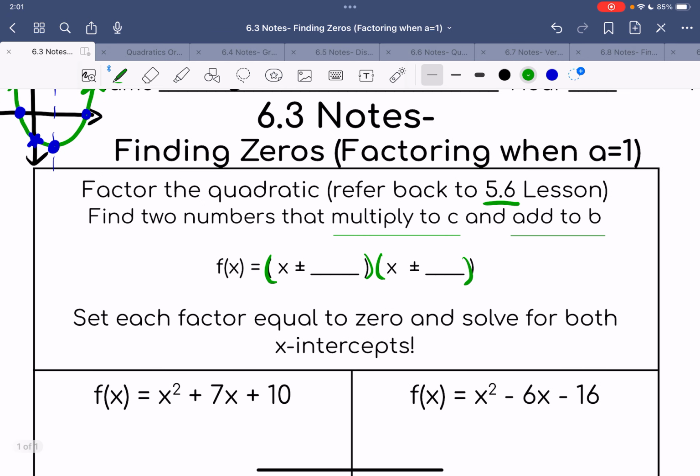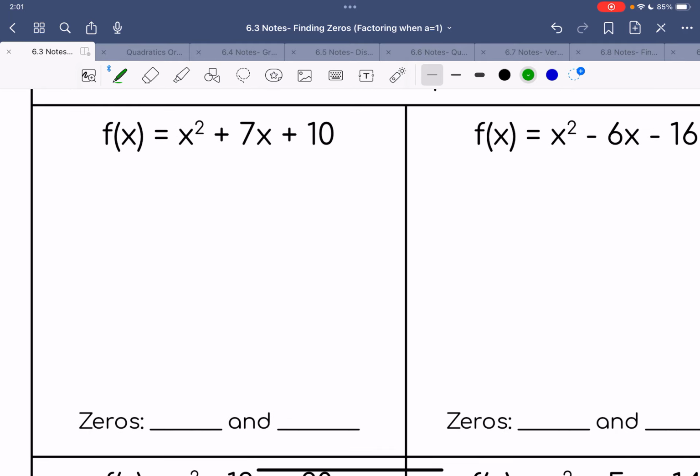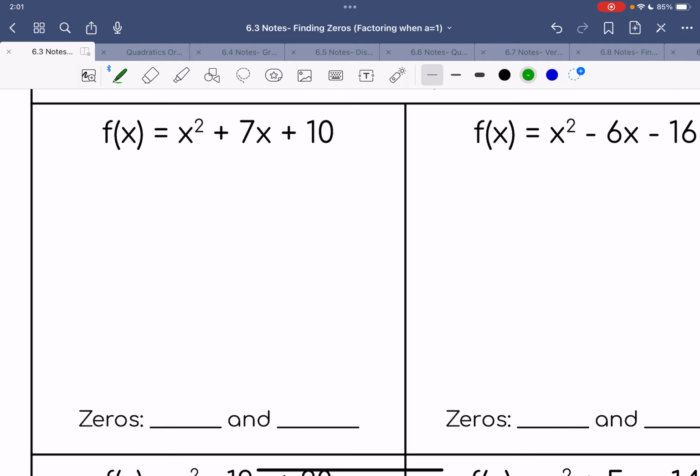And then what's new for today is we are going to set each of those factors equal to 0, and we're going to solve for both of our x-intercepts. Once we get the first one factored, I will explain why we're setting them equal to 0. It's just easier to show you when I have a problem to show you with. So let's start with this first one here. We have f of x equals x squared plus 7x plus 10. We are trying to find two numbers that multiply together to be 10 and add together to be 7. So multiply to be the last, add to be the middle.